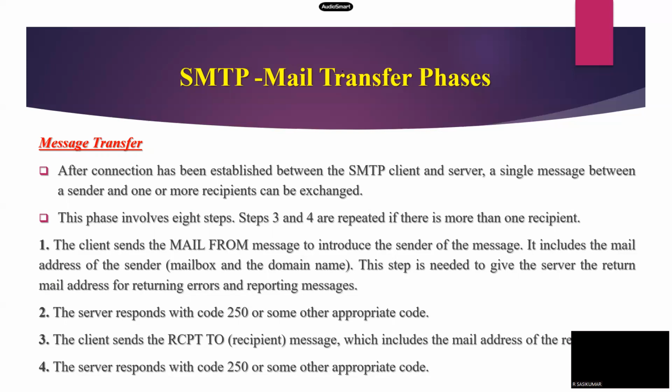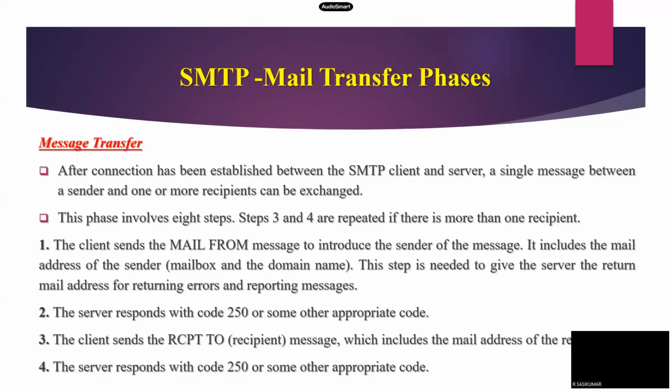I already told you the client sends one hello message to identify itself, and the client sends a message to the receiver. The receiver has one pop-up menu. In that pop-up menu, mail from so-and-so sender. It includes the mail address of the sender. This step is needed to give the server a return mail address for returning error and reporting messages. Sometimes if you send a bulk mail and any mail is wrong, you will get an error message, right? So that is the way to identify the client's mail address.